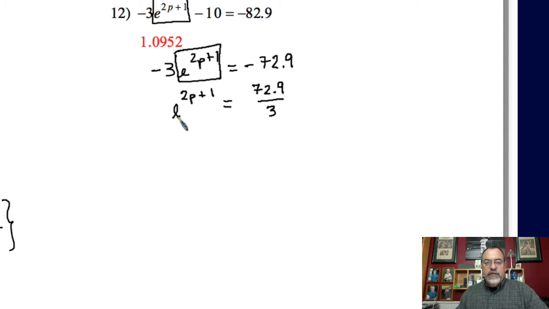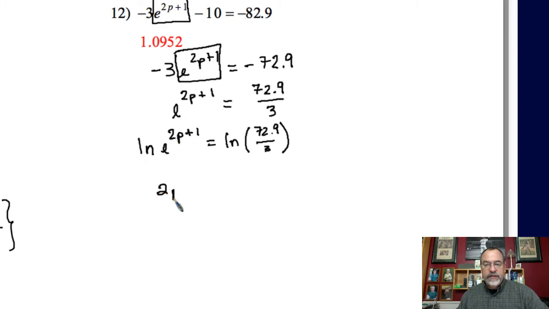Now that this term is isolated, we can undo this exponential by taking the logarithm. Again, it's base e, so I'm going to take the natural log of both sides. So the natural log of e to the 2p plus 1. And again, I'm going to take the natural log of this 72.9, which is a single number, but we're going to leave it like this. Now remember, this simplifies because we're taking a natural log of base e. It's going to simplify to the exponent.